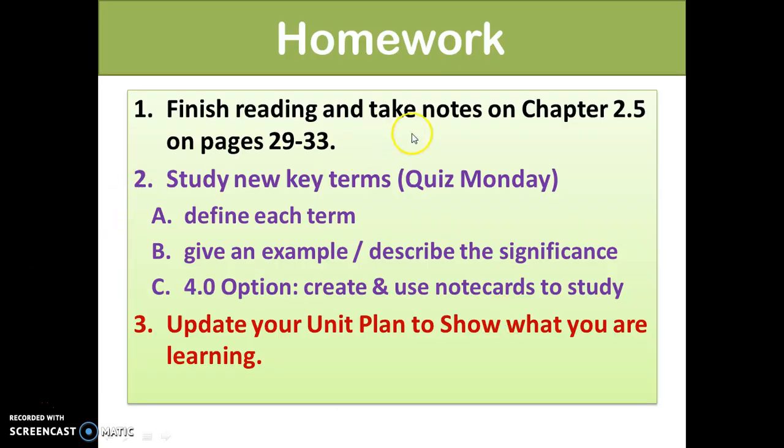For your homework, finish reading and taking notes on Chapter 2.5 on these pages. It looks at production possibilities curves. Continue studying your key terms, and I will see you tomorrow.